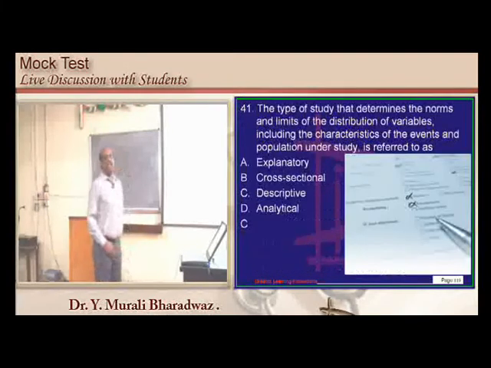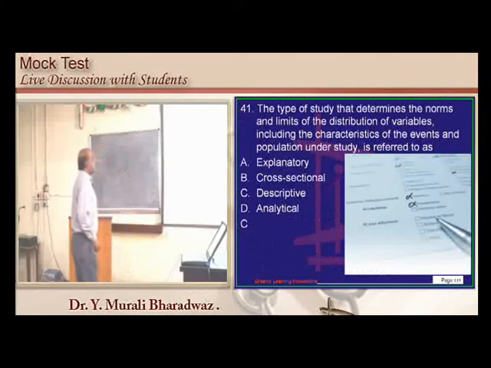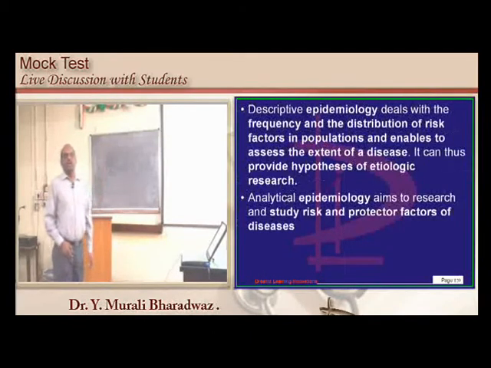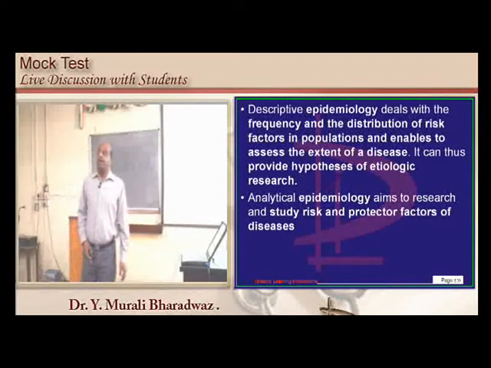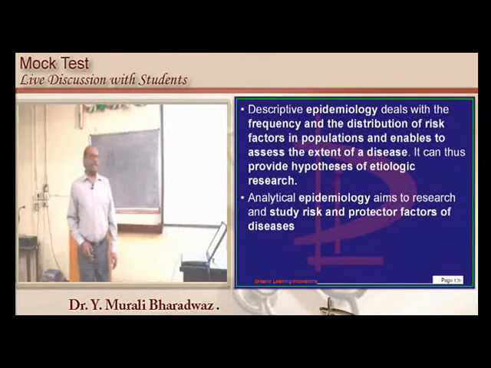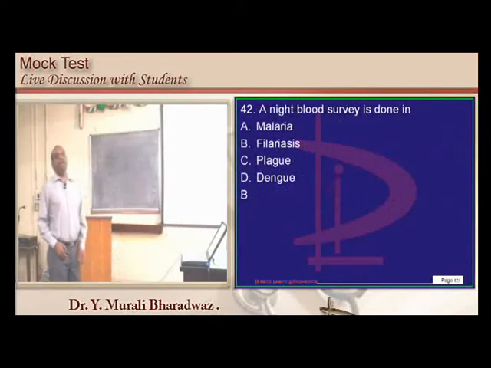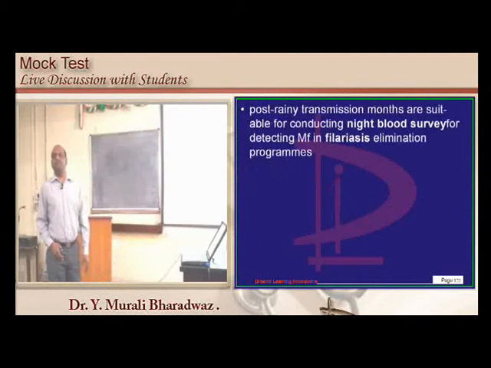Now what type of study determines the norms, limits and distribution of the variables? It is only descriptive. Descriptive only talks about hypothesis of etiology. But to prove etiology you basically need an analytical study, which is what you need to fundamentally understand. Night blood survey is basically done in the case of microfilariae in the filariasis elimination program.